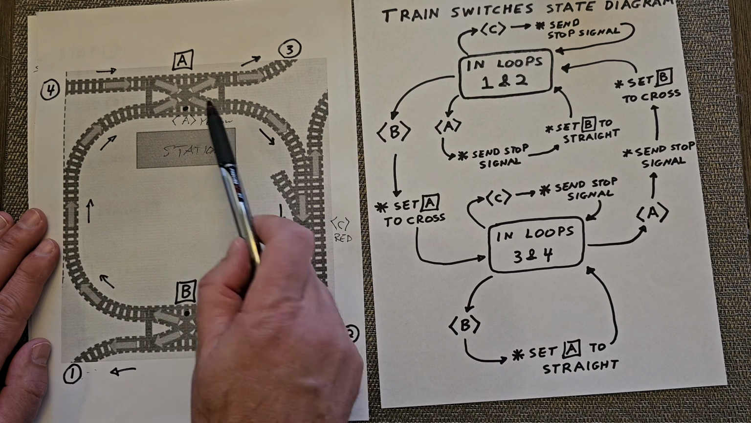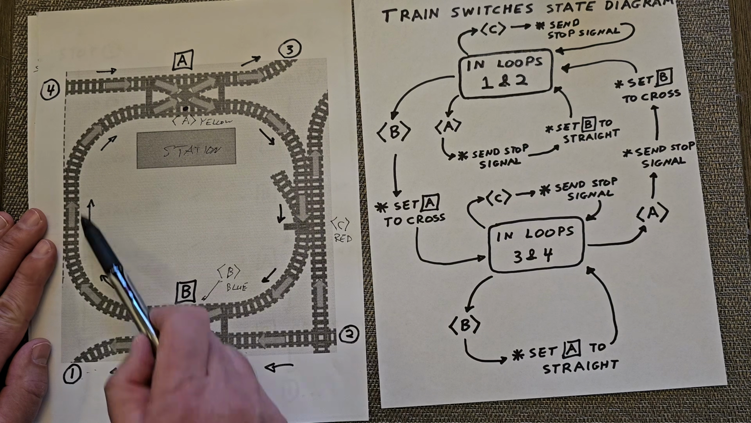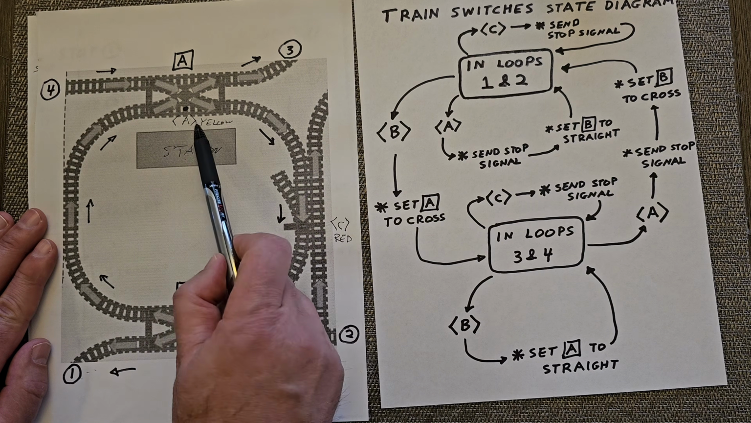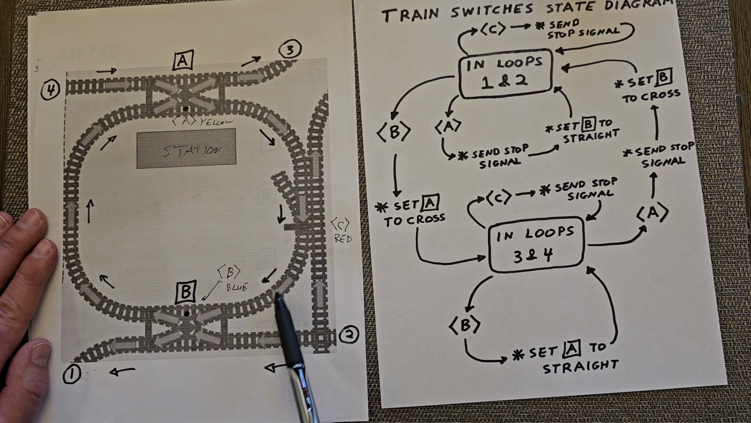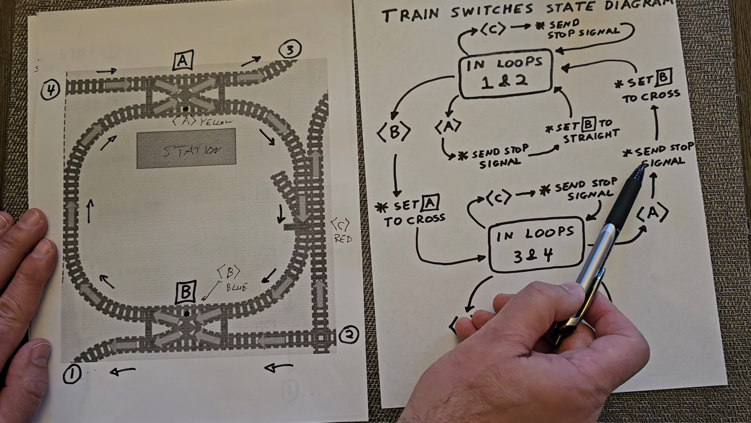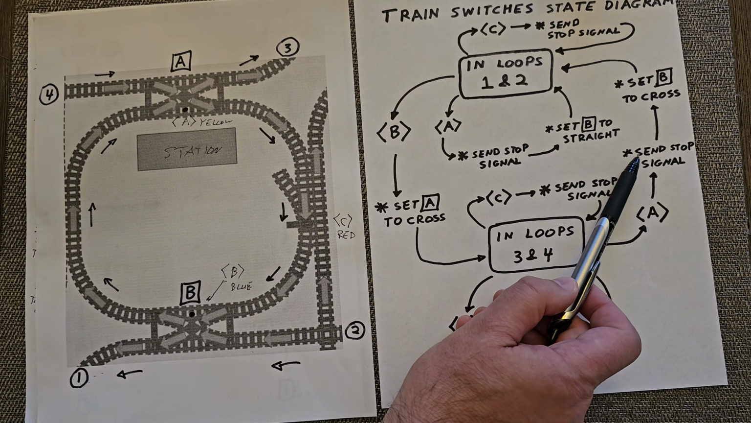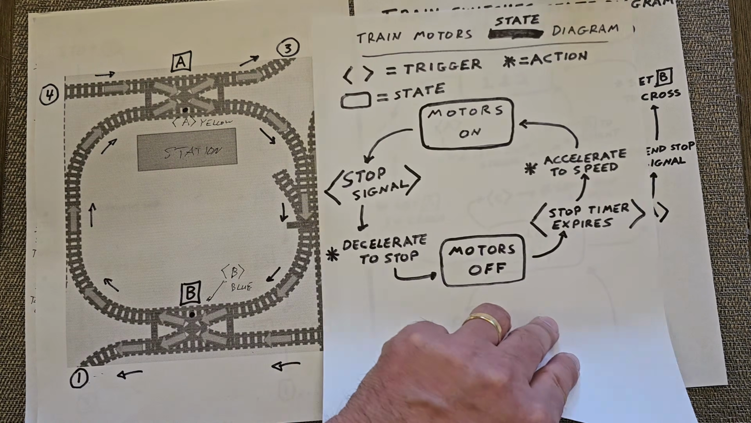So the train has come all the way around. Now it's in front of the station and it stops. Then it sets B to cross so that when it leaves the station, the train can exit and go back to loop 1. When we send the stop signal, remember the other state diagram.